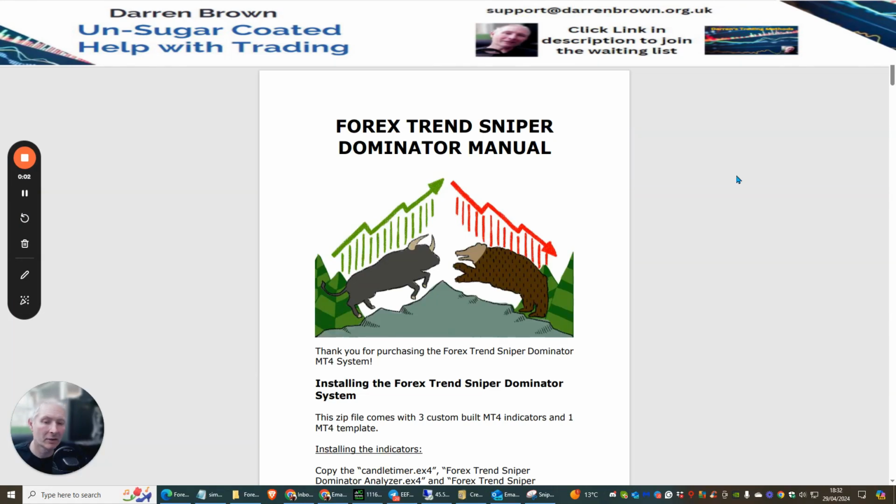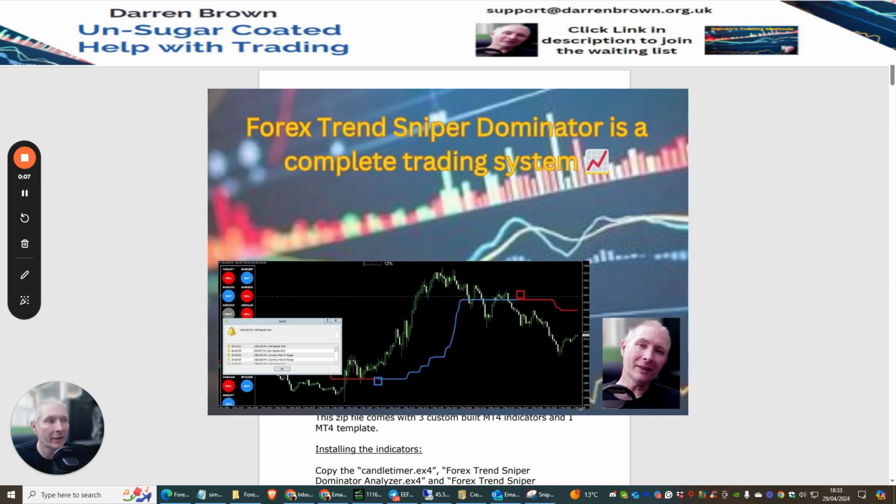Okay, another sniper tool I'm going to be showing you is this one right here. This is called the Forex Trend Sniper Dominator. Okay, and this works by an MT4 indicator and one MT4 template. So you basically get a template with this and an indicator. I'm going to go through the whole process. I'm going to show you exactly how you're going to set this up, how you're going to put this into action, etc. You can actually use this one on gold and Bitcoin.